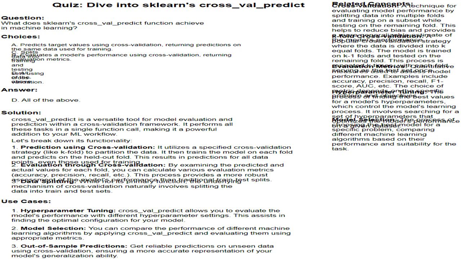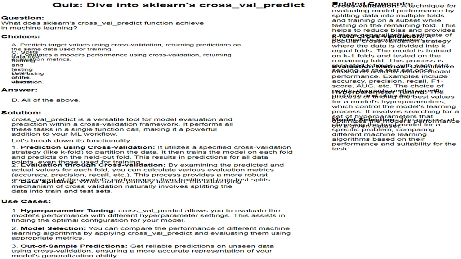True. Prediction using cross-validation. It utilizes a specified cross-validation strategy like k-fold to partition the data. It then trains the model on each fold and predicts on the held-out fold. This results in predictions for all data points, even those used for training.